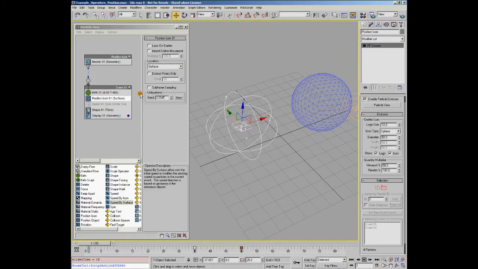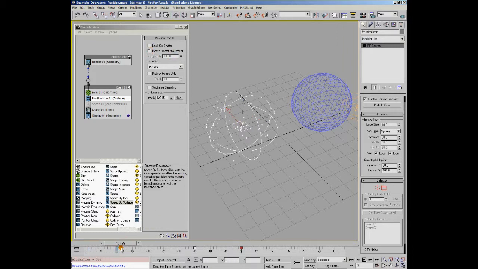The first parameter is lock on emitter, and when this is active your particles are placed on the icon based on the location of the icon, and they are then locked to that location. This means that if you animate the icon in any way, the particles will move with it because they're literally locked to the surface. This option overrides the next option, inherit emitter movement, which we'll come to in a second. So let's have a look at how this works.